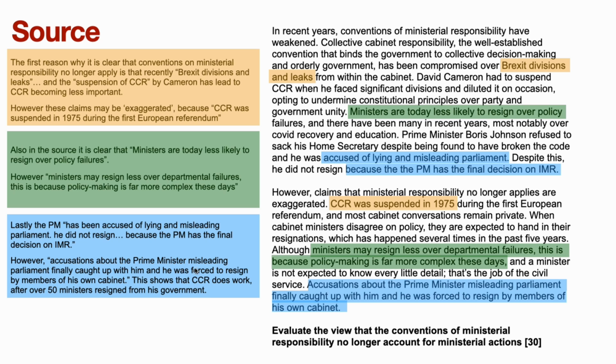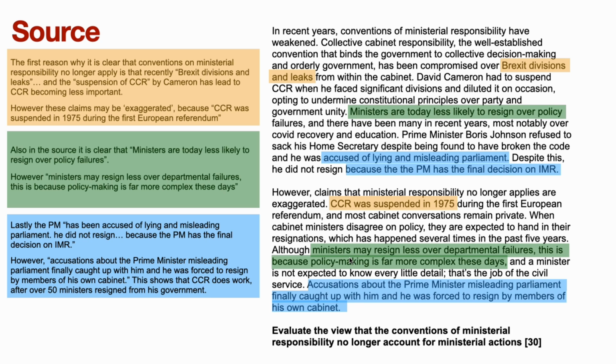However, accusation about the Prime Minister misleading Parliament finally caught up with him, and he was forced to resign by members of his own cabinet. Here we go. This shows that CCR does not work after over 50 ministers resigned from his government. So here we go. We've got points for, points against, and see how we've paired those up.